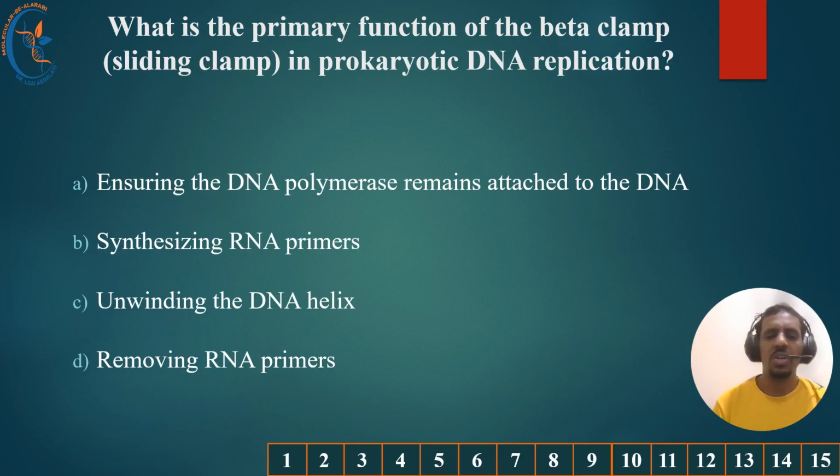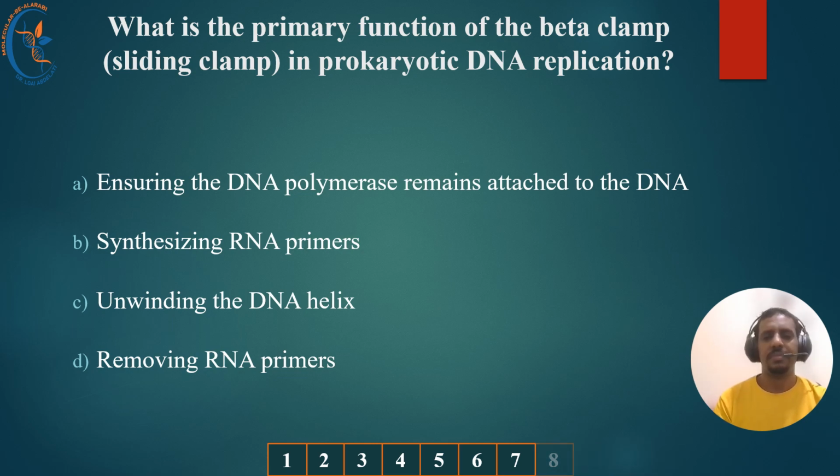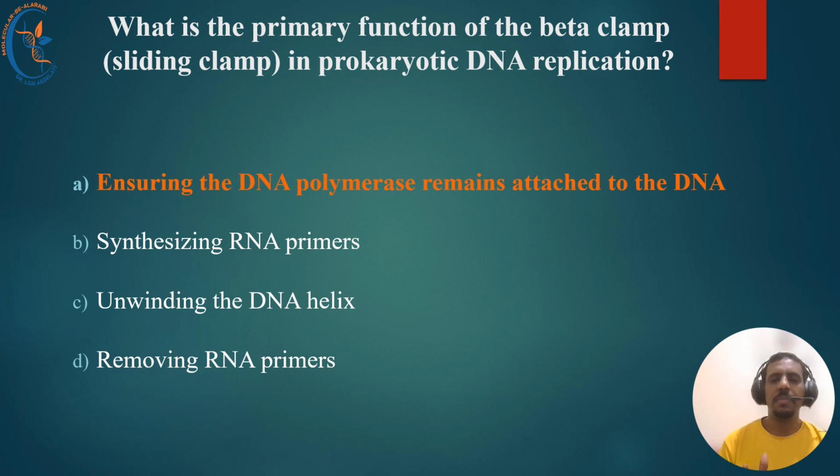Okay, the next question is what is the primary function of the beta clamp in prokaryotic DNA replication? Actually, the beta clamp ensures that the DNA polymerase remains attached to the DNA, allowing it to replicate the DNA efficiently and processively. All right. So the correct answer here is ensuring the DNA polymerase remains attached to the DNA. All right. Let's move on.